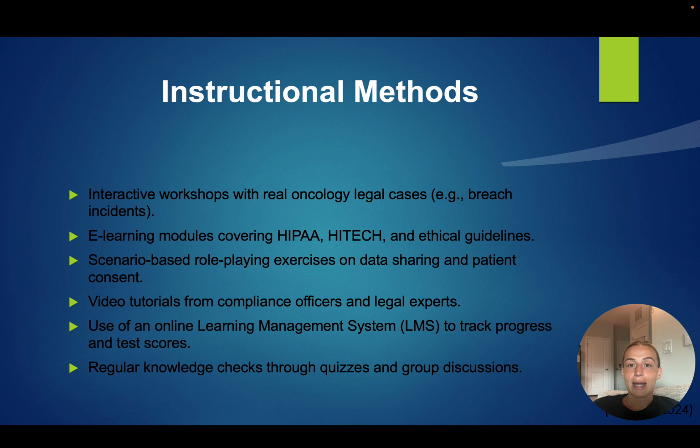The training will combine live workshops, online modules, and interactive role-playing to help staff apply ethical and legal principles. Legal experts will present case studies of actual oncology-related data breaches and their outcomes for those patients. The LMS will track staff progress, deliver quizzes, and store training resources. These verified instructional methods encourage active learning and ensure that staff are prepared to handle sensitive situations in oncology informatics.